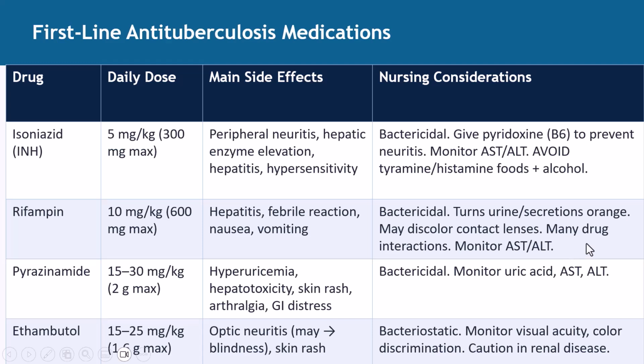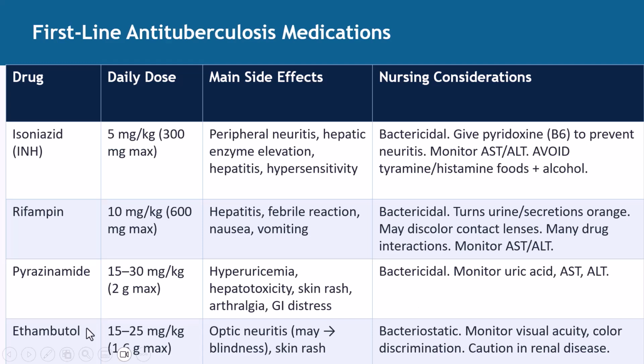Rifampicin has significant drug interactions. It increases the metabolism of many medications, making them less effective. This includes oral contraceptives, a critical counseling point for female patients of reproductive age. Third is Pyrazinamide. This is a bactericidal drug, and it can cause hyperuricemia, elevated uric acid levels, which can precipitate gout. So monitor uric acid levels. It can also cause hepatotoxicity and skin rash.